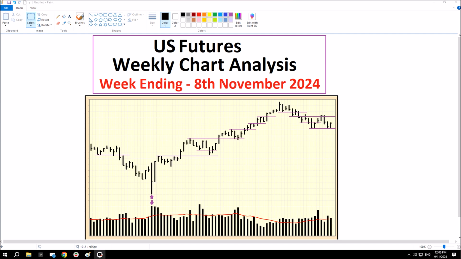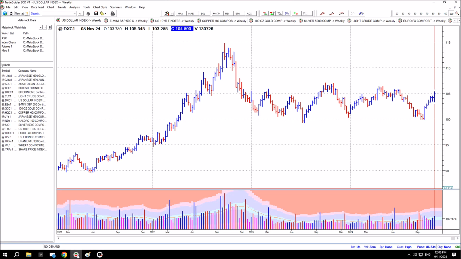This is the US Futures Weekly Chart Analysis for the week ending 8th of November 2024. It's been a bit of an eventful week this week, the US elections especially, and also a Fed decision on the cash rate target. That's left the market with some whipsawing, which you'll see in some of the associated charts. We're starting with the US dollar index futures as normal.